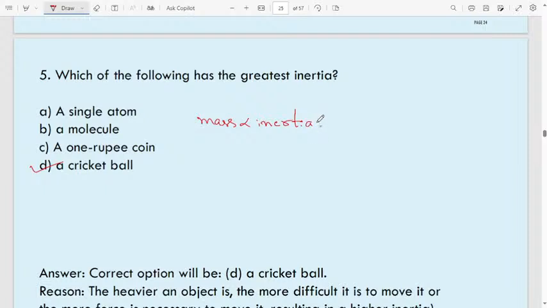Mass is directly proportional to inertia. As the mass increases, the inertia of the object also increases. Then among these 4, which one has the most mass? Cricket ball. Okay. Therefore, the inertia of the cricket ball will be more.